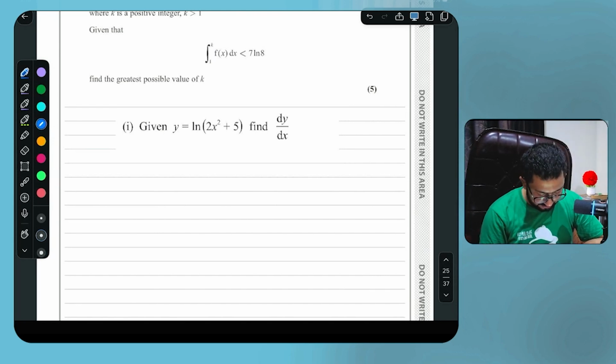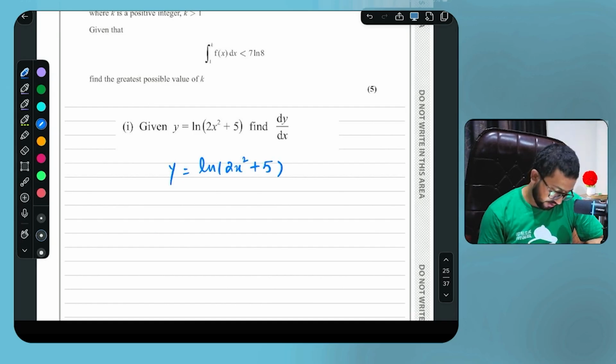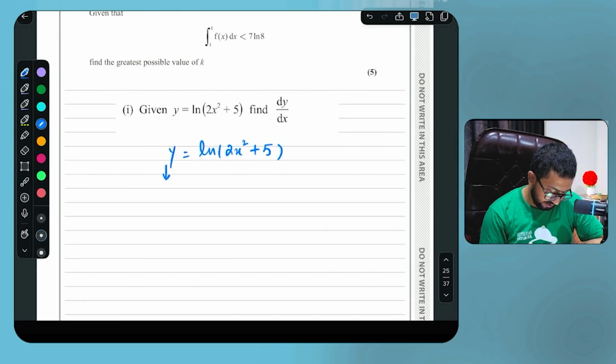So the function is y equals ln of 2x squared plus 5. I want to find dy over dx. Everyone knows how to find dy over dx. So it is 1 over 2x squared plus 5. 1 over box, everyone knows. 1 over this term.